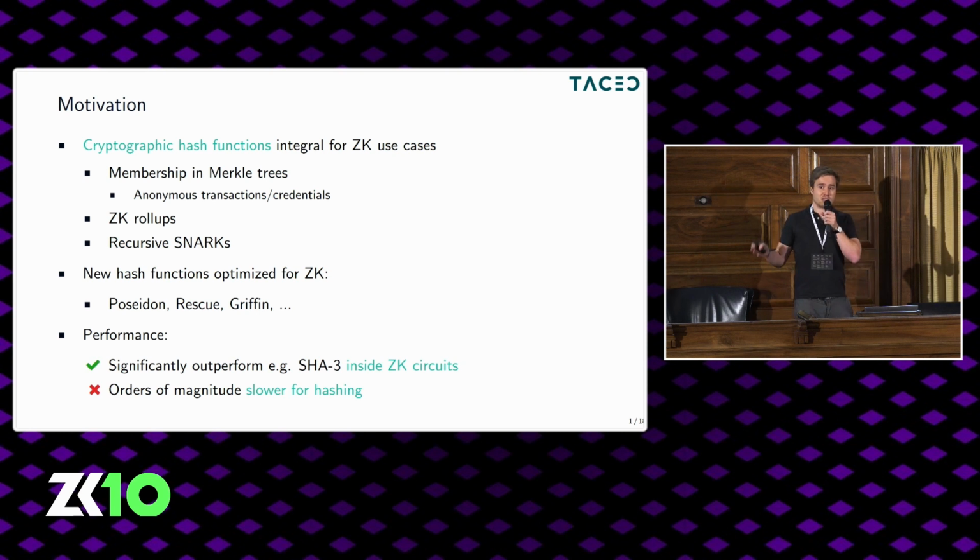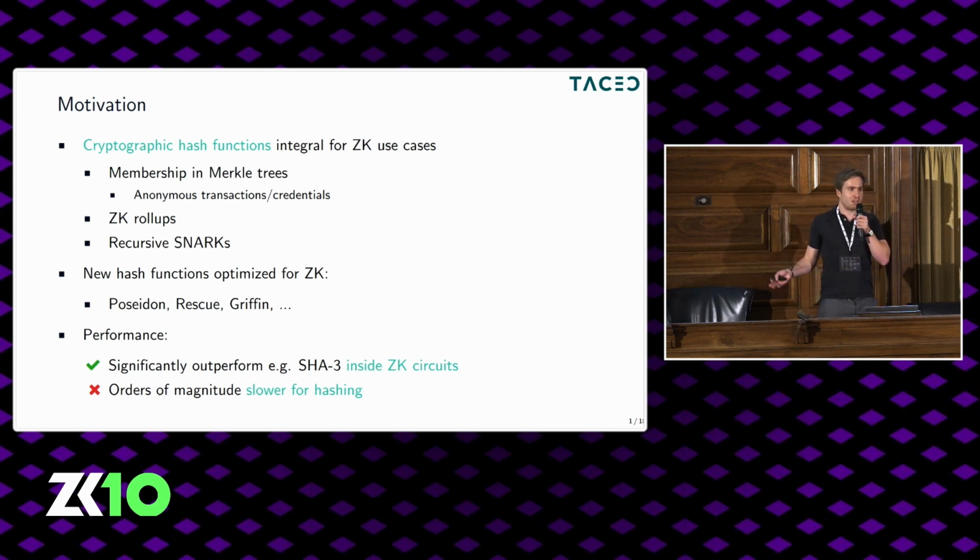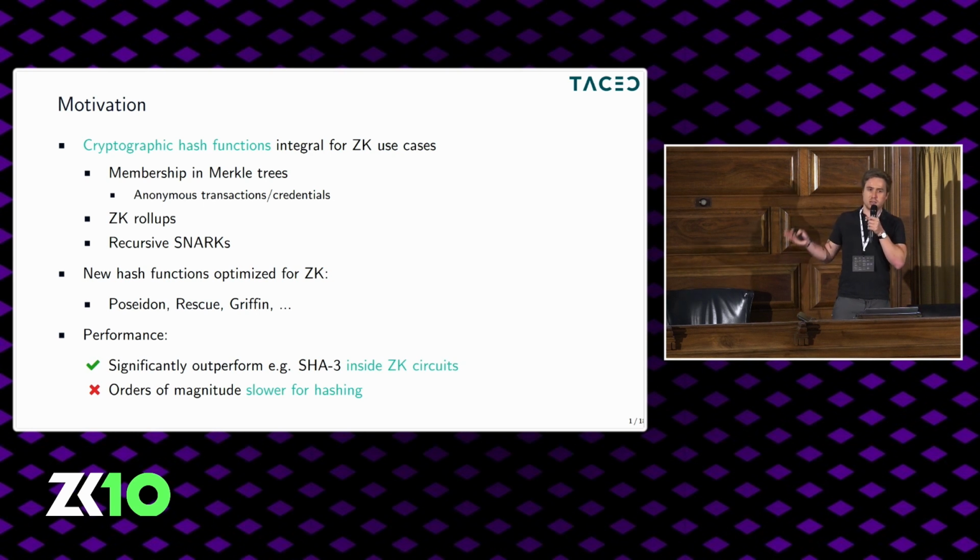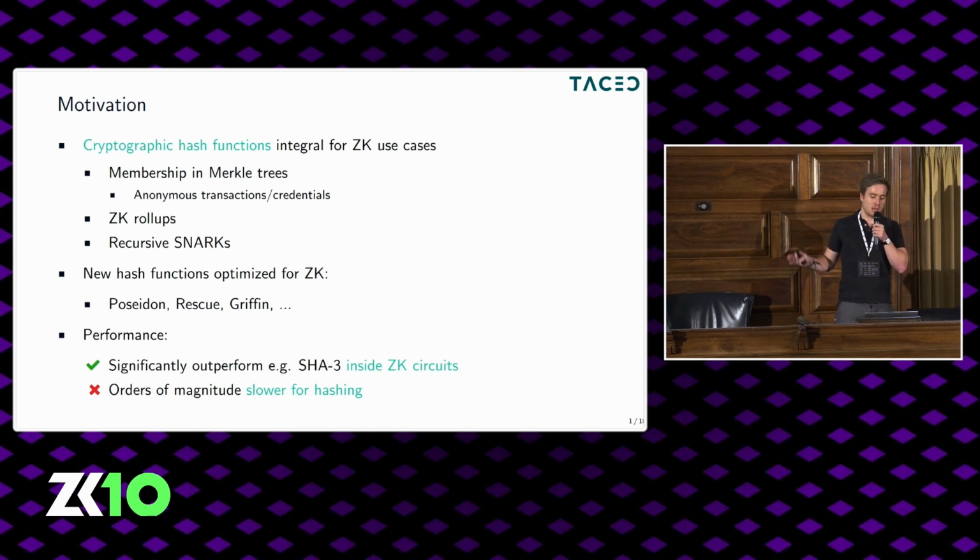And also for recursive SNARKs, which is a hot topic in zero knowledge, we use symmetric hash functions. Symmetric cryptographers have been busy in the last years and have come up with new symmetric hash functions which are optimized for these types of use cases. Most notably we have the Poseidon hash function, which is nowadays implemented in many zero knowledge proof systems, but there are plenty more of these functions like Rescue, Griffin, Anemoy, and many more.